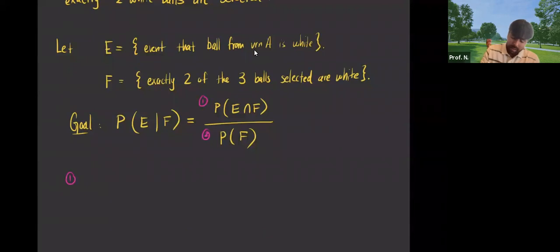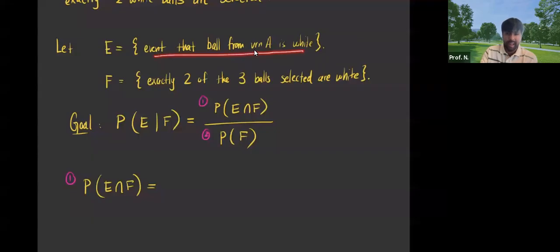So what's the probability of E intersect F? What does that mean? What does E intersect F mean? You can also define what that means. E intersect F means that I want the event that the ball from urn A is white, and at the same time, 2 of the 3 that I get are white.